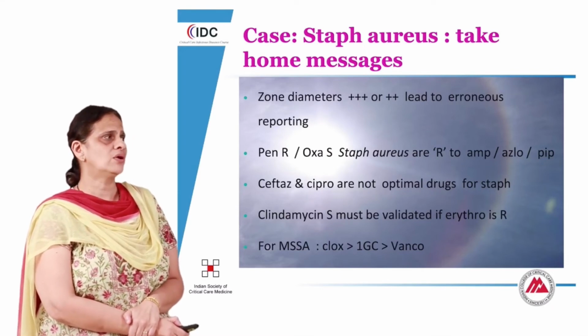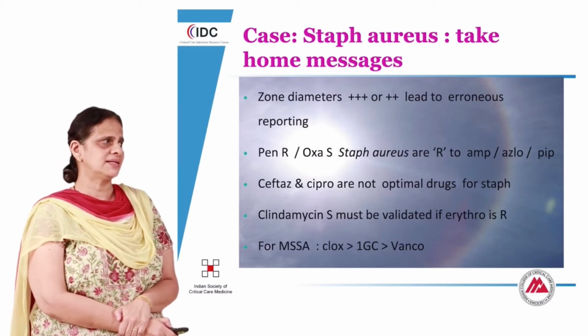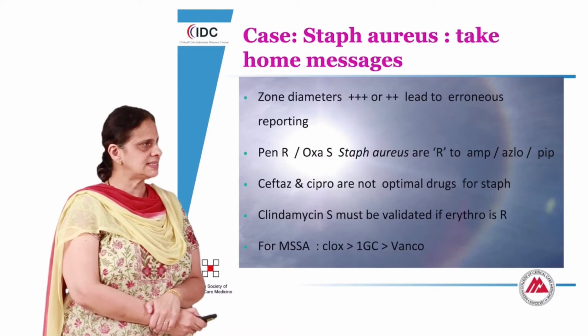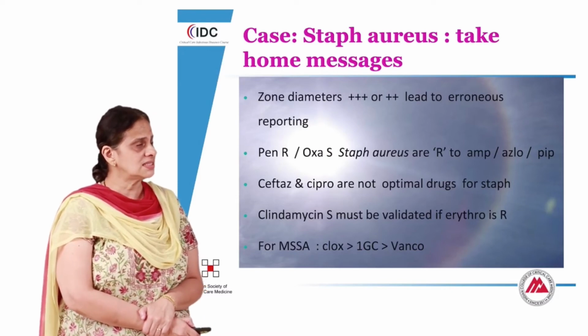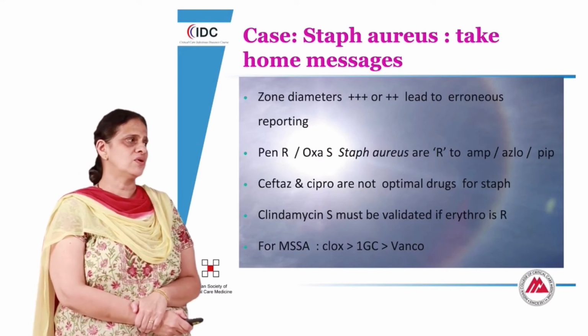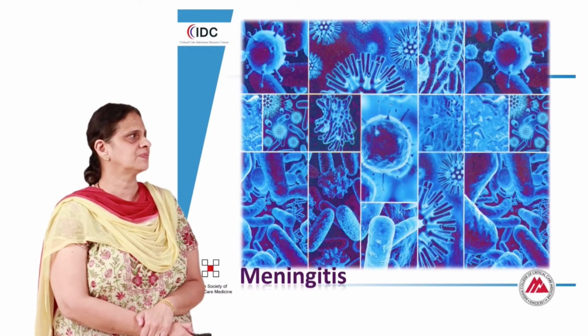Ceftazidime and Cipro are not great drugs for staph. Clindamycin susceptibility must be validated by a D test if erythro is resistant. And for MSSA, or methicillin sensitive Staph aureus, Clox is the best drug, followed by first generation cephalosporins, and Vanc really is actually an inferior drug.